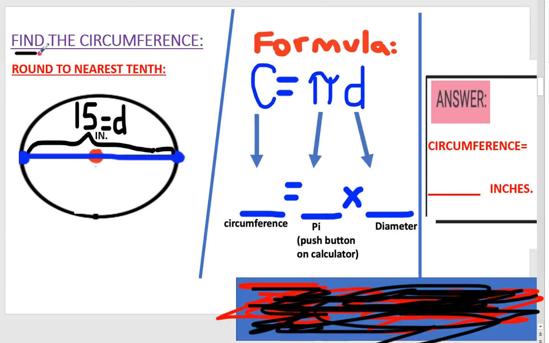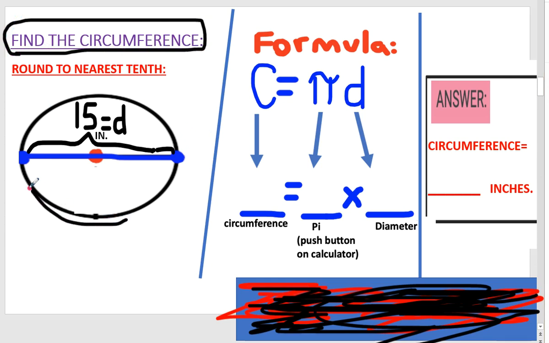This says find the circumference and round to the nearest tenth. So at the end we will round. I will go over how to round quickly. And here they're asking us to find the circumference of this circle. Circumference is like the perimeter. It's the distance around the circle. So we want to know what is the distance around the circle.